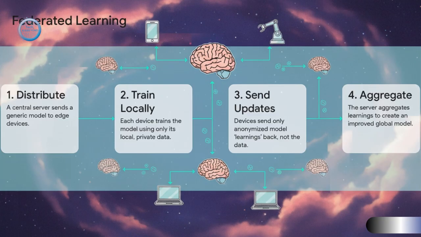Now, this is the crucial part. That sensitive data never, ever leaves your phone. Third, instead of sending the data back, each phone just sends a small, anonymous summary of the changes it made to the model, basically the mathematical learnings.